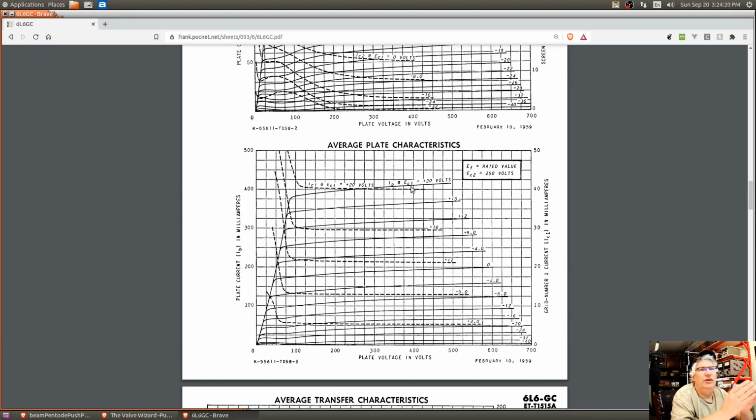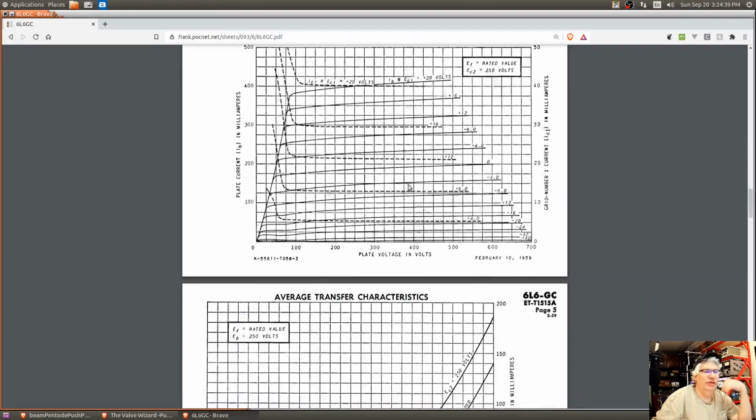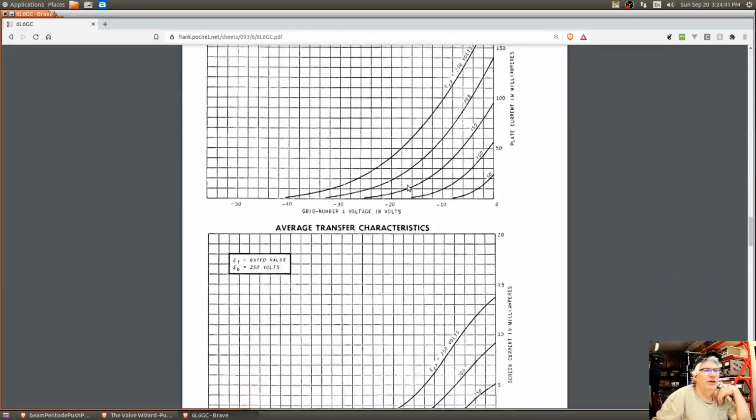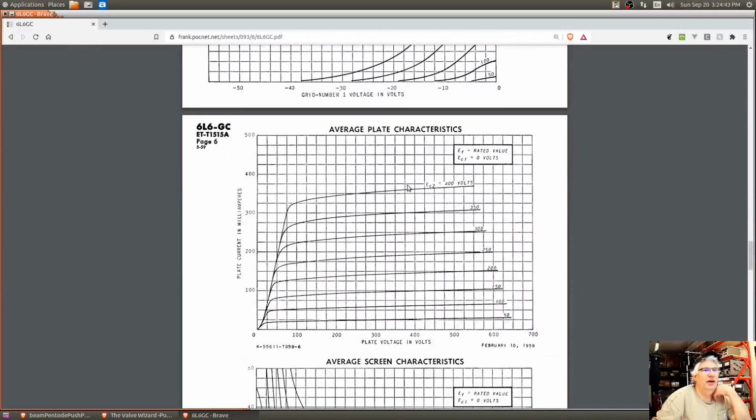So if you're going to design A2 or AB2, you can look at this particular curve, but most guitar amplifiers, just to keep it simple, they don't have grid current, so we're not going to look at any of these characteristics where EC1 is more than 0. There's a transfer characteristic there.